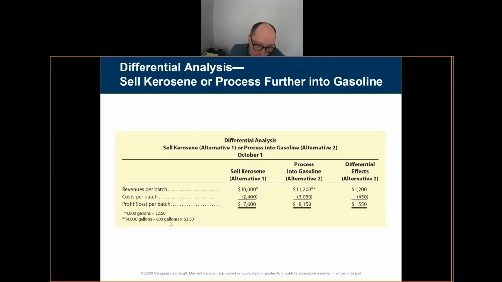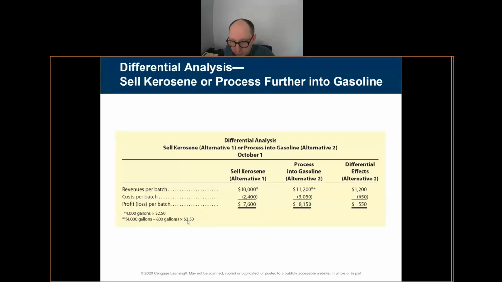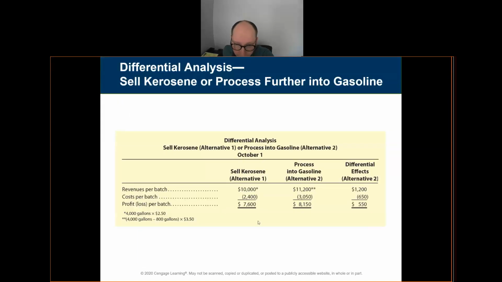3,200 gallons of gasoline output times the $3.50 sales price is 11,200, minus your cost per batch. So revenue per batch minus your cost per batch equals your profit per batch. Cost per batch for kerosene, I'm sorry, 2,400. Cost for gasoline, 3,050. Revenue minus cost equals profit.